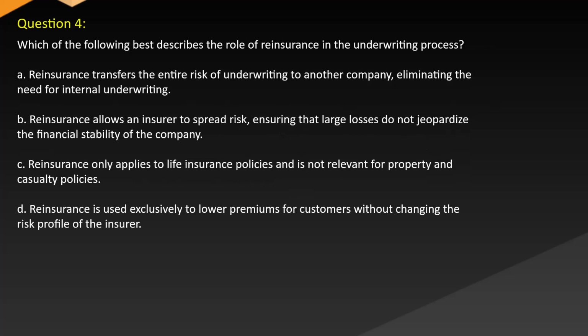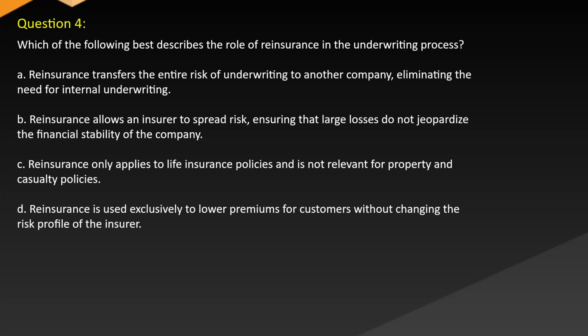Question 4. Which of the following best describes the role of reinsurance in the underwriting process? A. Reinsurance transfers the entire risk of underwriting to another company, eliminating the need for internal underwriting. B. Reinsurance allows an insurer to spread risk, ensuring that large losses do not jeopardize the financial stability of the company. C. Reinsurance only applies to life insurance policies and is not relevant for property and casualty policies.